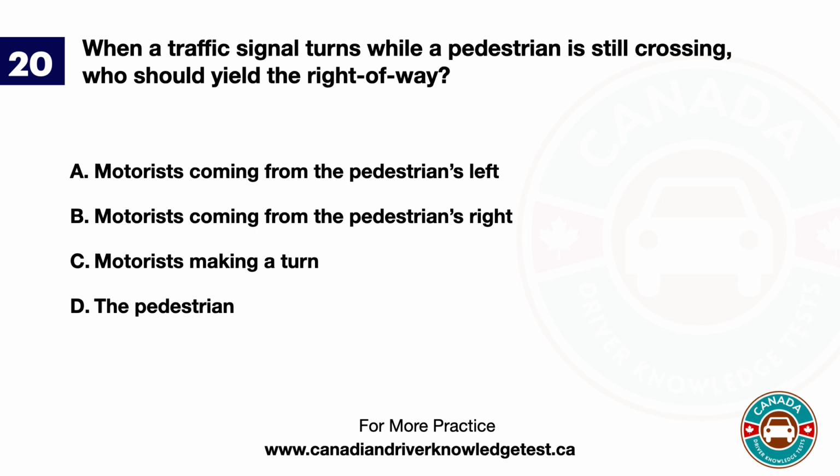Question 20. When a traffic signal turns while a pedestrian is still crossing, who should yield the right-of-way? A. Motorists coming from the pedestrian's left. B. Motorists coming from the pedestrian's right. C. Motorists making a turn. D. The pedestrian. The answer is D. The pedestrian.